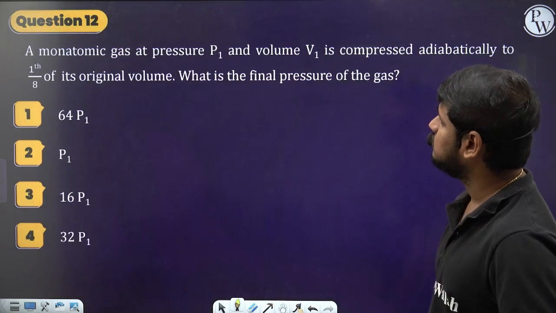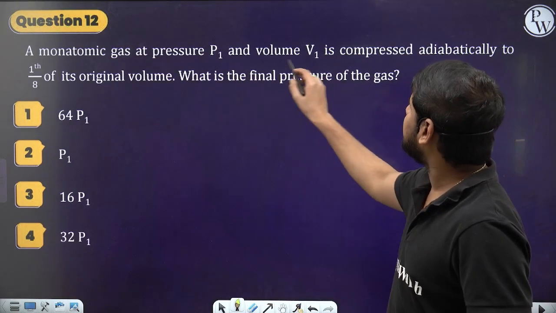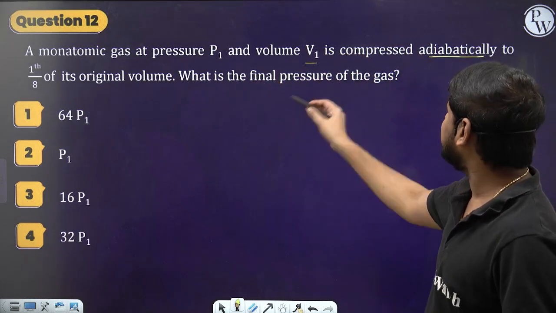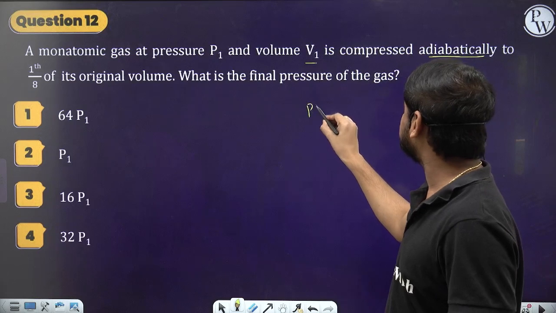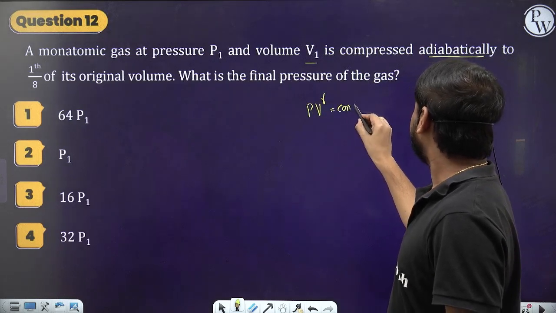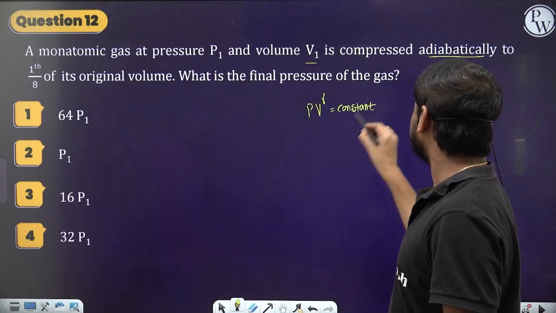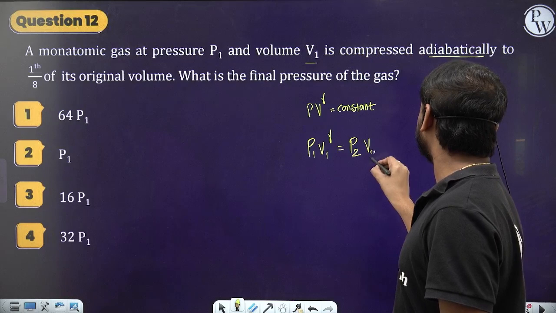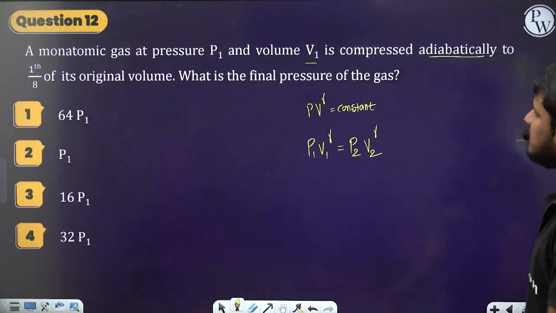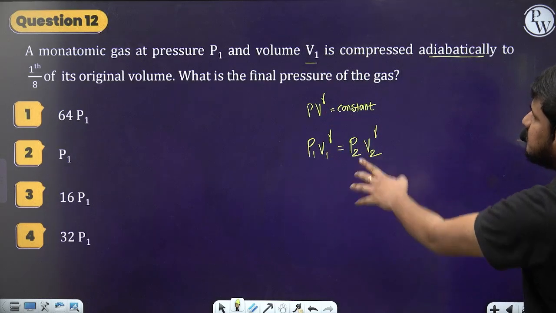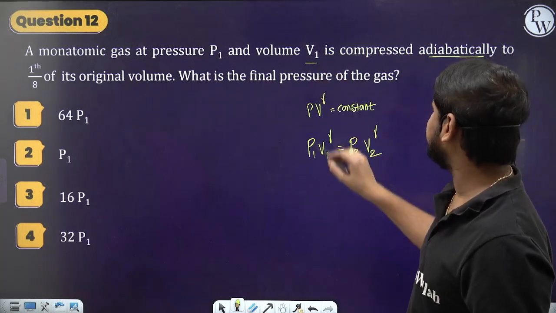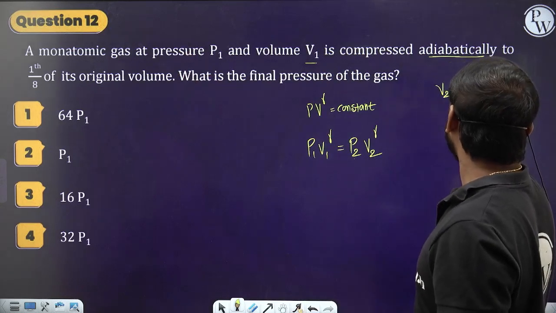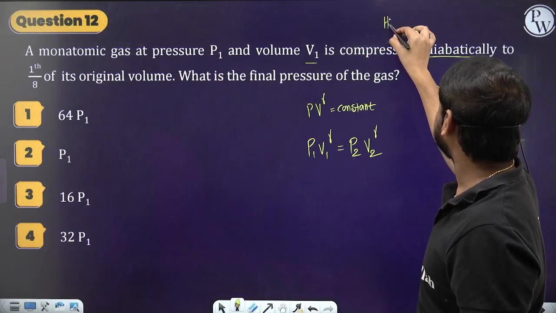Clear? Chalo. So a monoatomic gas at pressure P1 and volume V1 is compressed adiabatically to 1/8 of its original volume. Find the final pressure. PV to the power gamma is equal to constant. You can use this. So for the adiabatic process, P1 V1 to the power gamma is equal to P2 V2 to the power gamma. You have to find the final pressure P2. V1 is given and V2 is 1/8 of V1. So can you take this as homework?